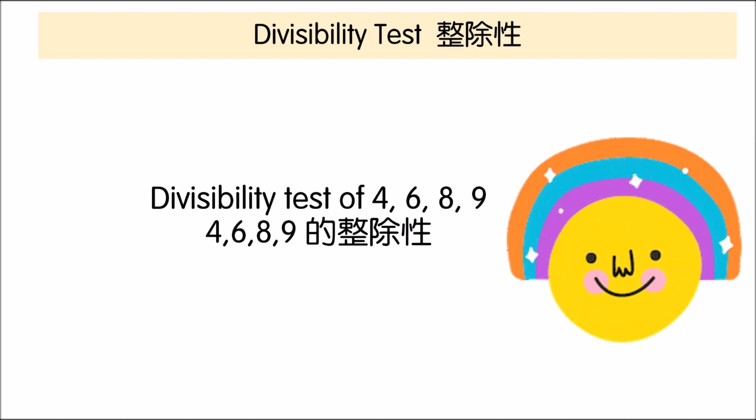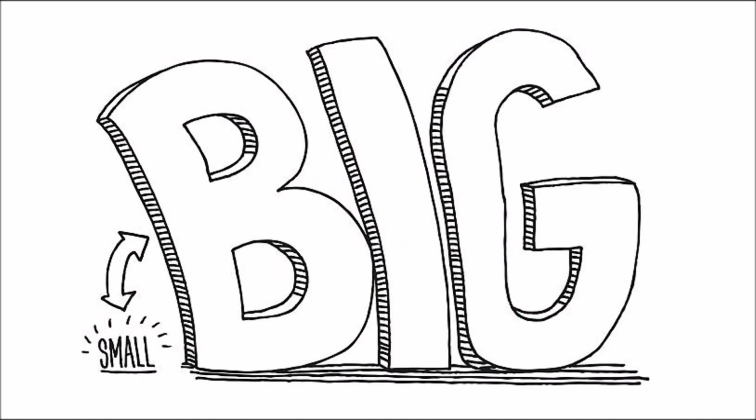Now, let's learn about the divisibility of 4, 6, 8, and 9. The principle is the same as previous numbers, turning large and big numbers into smaller numbers, so it's easier to analyze. Let's first talk about the divisibility test of 9. It's actually very similar to the divisibility test of 3.